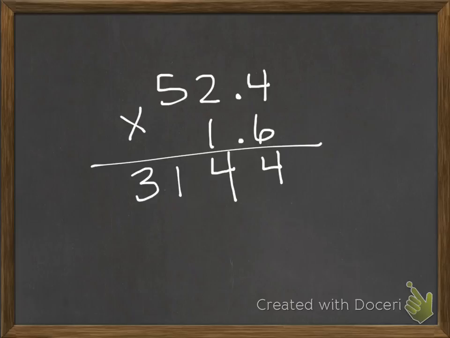Now that I've finished multiplying that out, I can move over and multiply out my next place value. When I move over, though, I always need a placeholder in my answer. So now I'm going to multiply 1 times 4 is 4. 1 times 2 is 2. And 1 times 5 is 5. I'm finished multiplying out, so now I can go ahead and add them up.